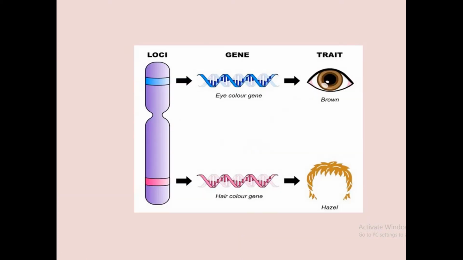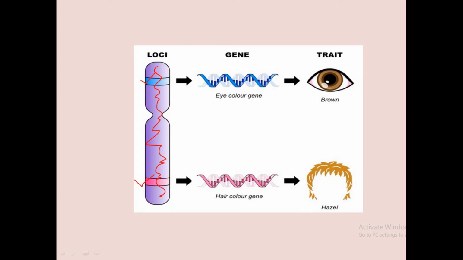So let's see the next slide. Here we can see in a chromosome the DNA remains in a coiled form. So DNA is present in the whole chromosome. The stretch of DNA that is present in this particular location is responsible for the eye color gene, and the stretch of DNA that is present in this particular position of the chromosome is responsible for the hair color gene.